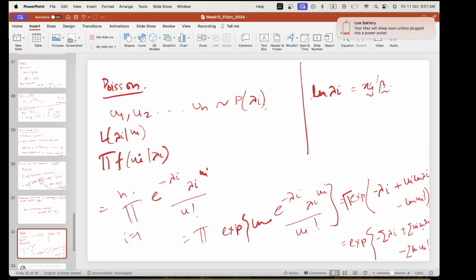So wherever we have ln lambda i, we are going to plug xi prime beta. So lambda i in that case will be e to the power xi prime beta. Wherever we find lambda i, we plug this value and then we get the likelihood, and then we have to differentiate this likelihood iteratively with respect to the betas, and that is how we can obtain GLM estimates of beta.